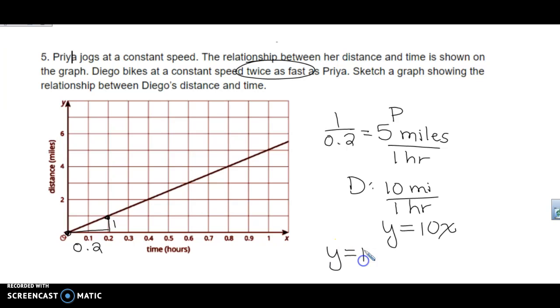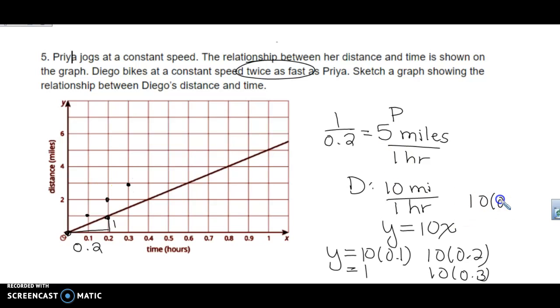So we're going to plug in x values into our equation to figure out where to plot those points. So we're going to do y equals 10 times 0.1, and 10 times 0.1 is going to be 1. And then we can do 10 times 0.2. 10 times 0.2 is going to be 2. We can continue doing this pattern.